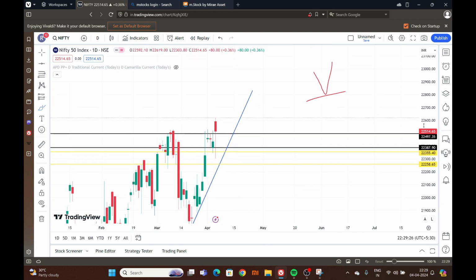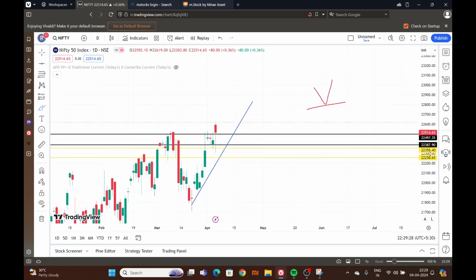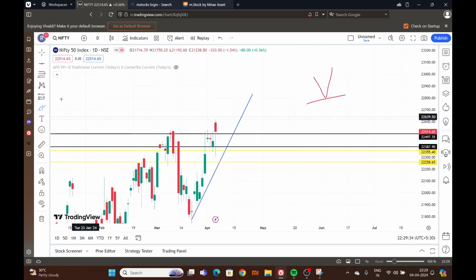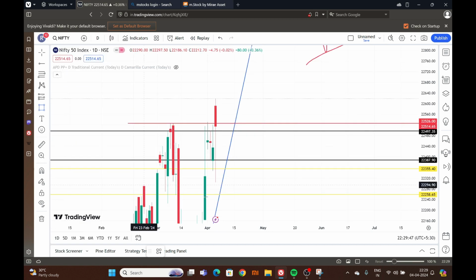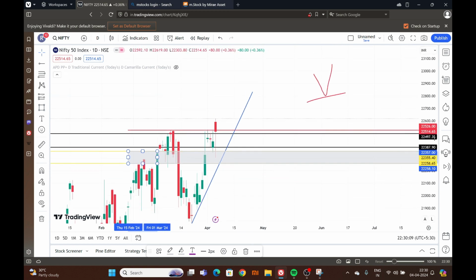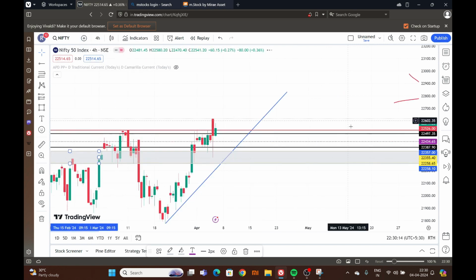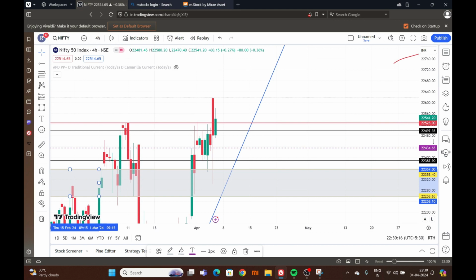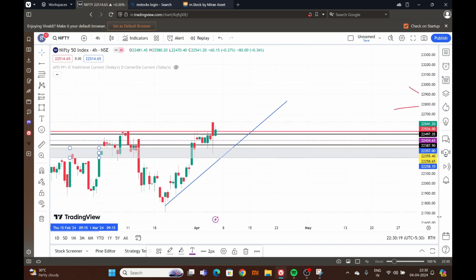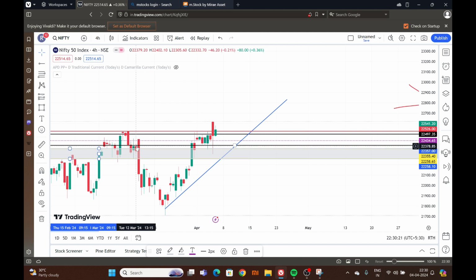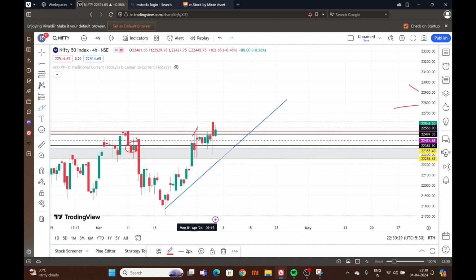Now we also need to identify the resistance level, right? So resistance could be the all-time high. This complete zone will be a support, and this could be a resistance. We will also look into the shorter time frame, H4, 4 hour. Let's see what happened in 4 hour. You can see this is the resistance, and this candle is the breakout.